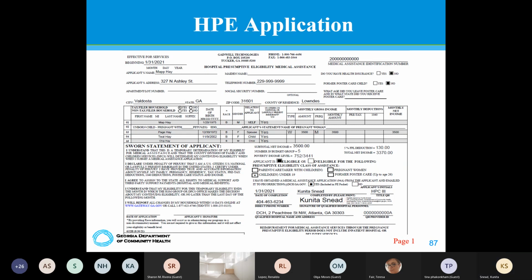Thank you. So now we're ready to put everybody in that budget group. We're ready to put them on the application. Line 1 should always be the person that applied, that you put up here. So go ahead and put Mr. Hay and his information on line 1: his name, date of birth, race, gender, and the relation is already populated as self. Then answer the question about U.S. citizen, national, lawfully present immigrant. Map Hay's birthday is 1/20/1975.